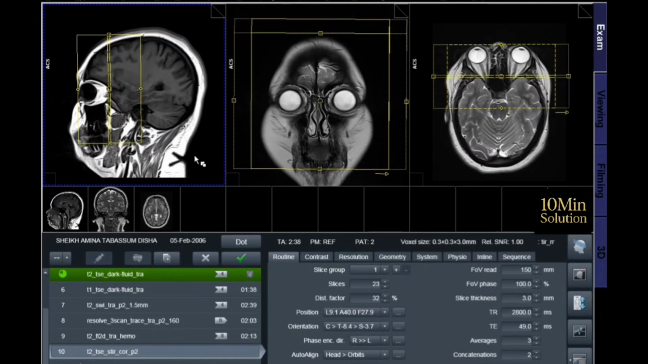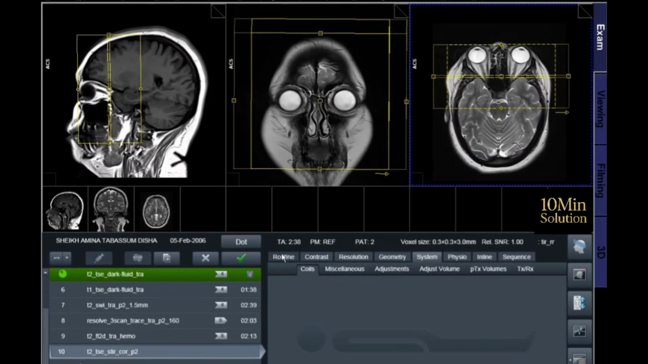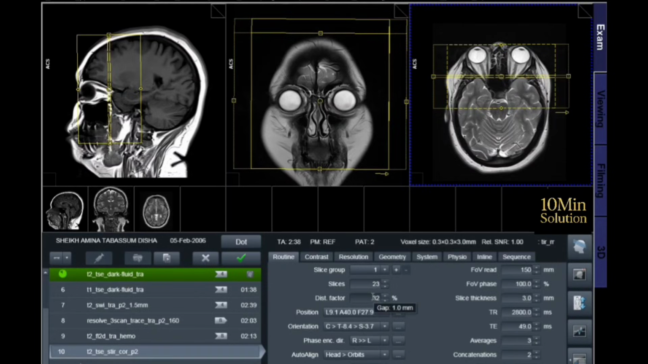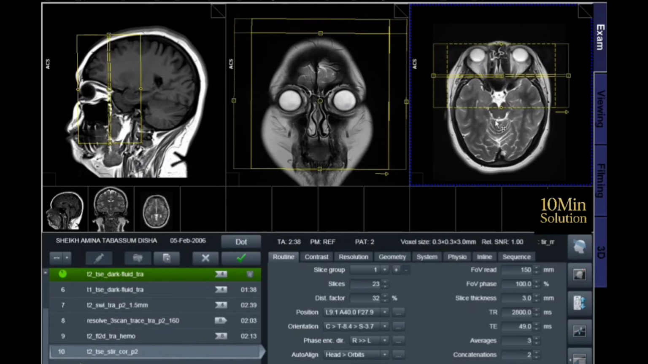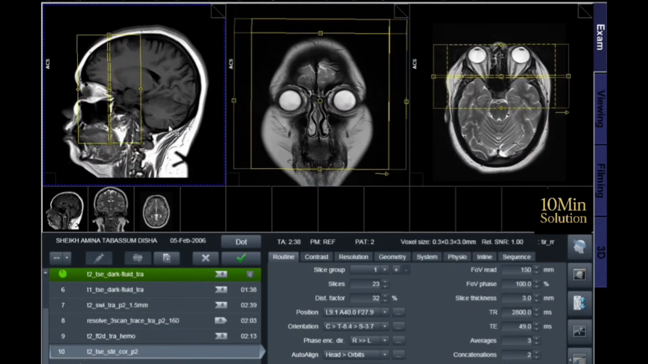Planning begins with a three-plane localizer, including axial, coronal, and sagittal images. These scout images help determine anatomical orientation and guide accurate sequence planning. Key landmarks to identify during planning include the AC-PC line and the optic nerve axis.